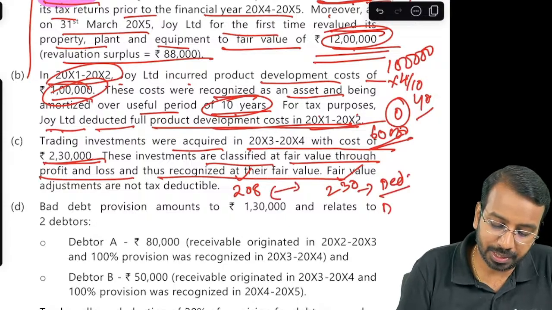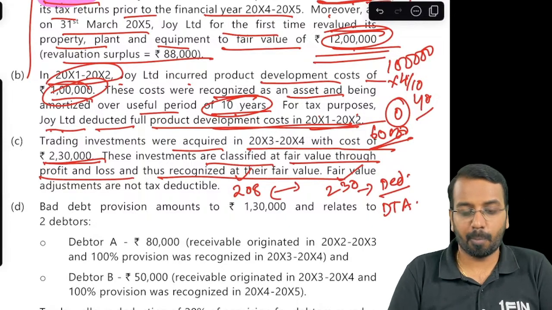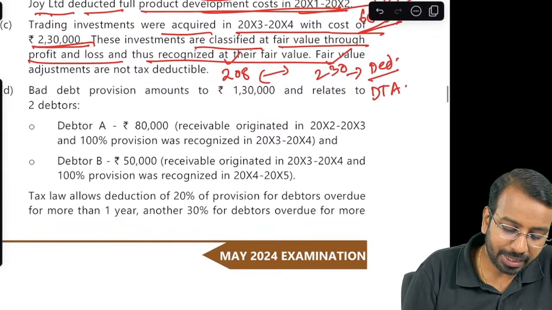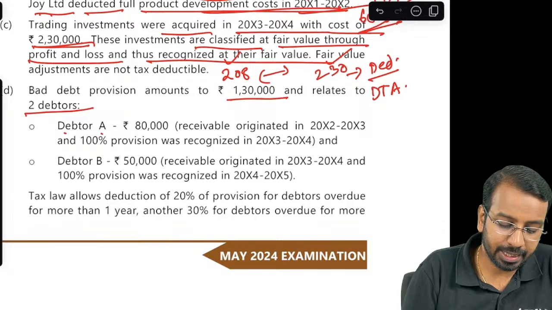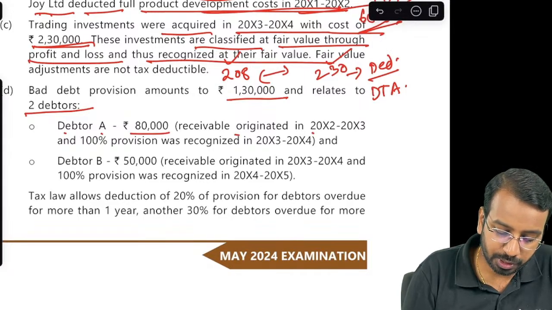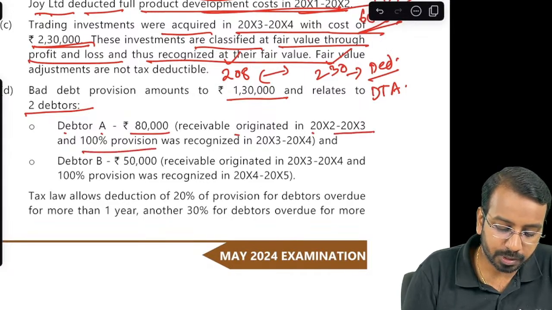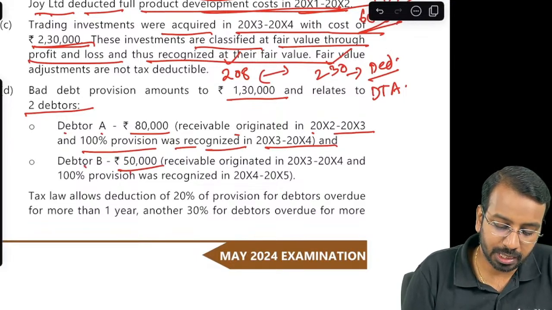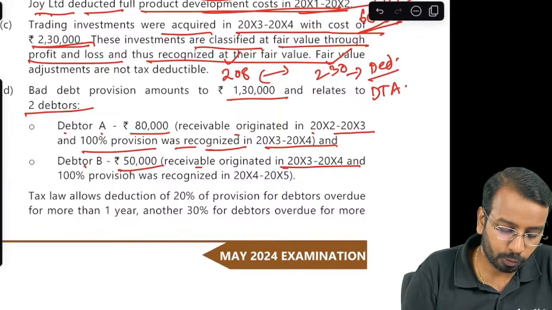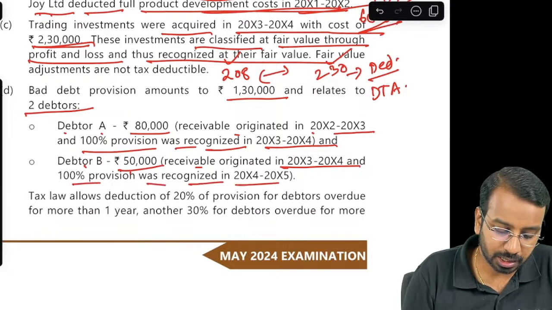Whatever is the difference will create a DTA. Then bad debt provision amounts to 1,30,000 and relates to two debtors. Debtor A, 80,000. Receivable originated in year 2, year 3. 100% provision was recognized in year 3, year 4. Debtor B, 50,000. Receivable originated in year 3, year 4. 100% provision was recognized in year 4, year 5.